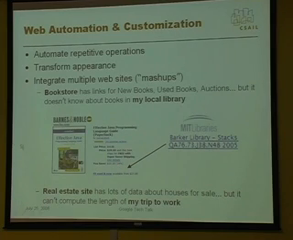Another example is when I went house hunting recently, and I really wanted to add to these real estate sites a feature that would tell me how long my commute would be if I bought this house. Right?